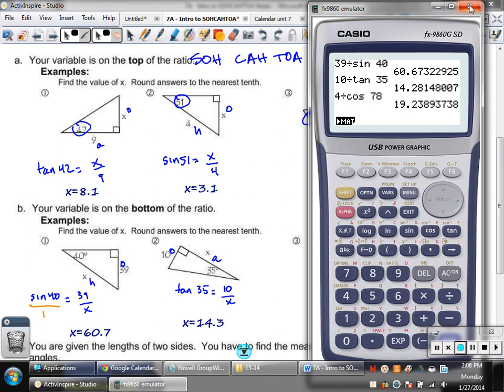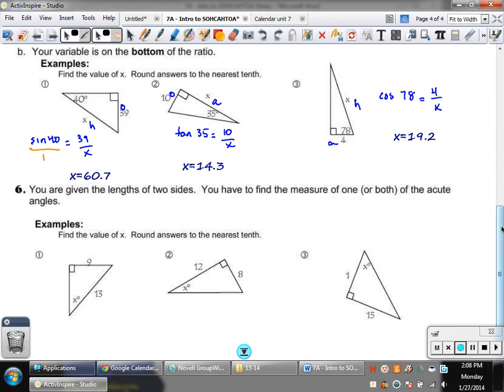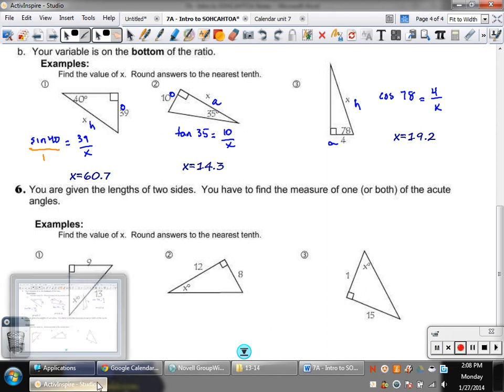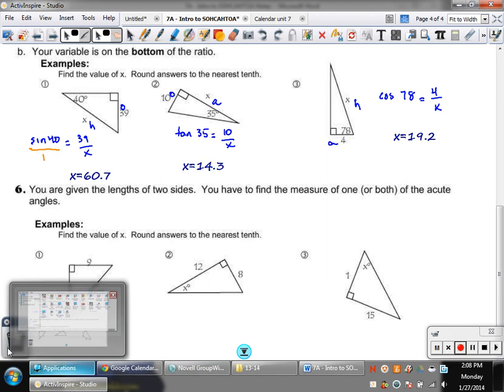Let's scratch that and reverse it. We're down here. Whoopsie. Here we go. X equals 60.7. I closed my calculator too, so you can't see these calculations now.